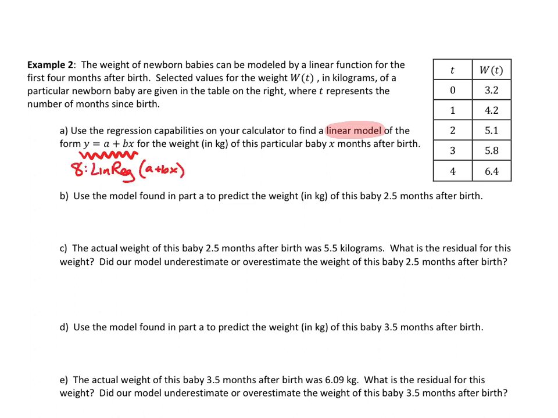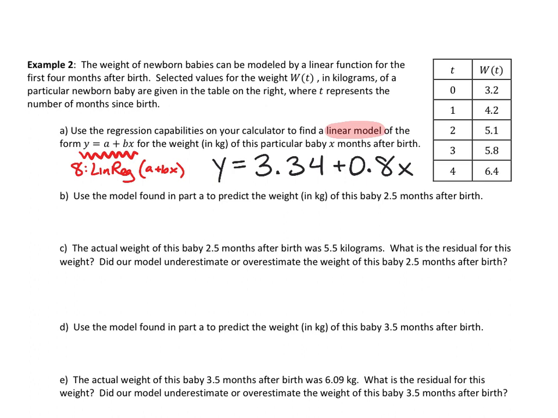So remember, we're choosing option 8 on the stat calculate screen because that's the linear regression in the form it asks me for. Option 4 is also a linear regression. That's the one you probably used in Algebra 1, but we're going to continue to use this one because that's exactly what it says in the problem. We should have gotten that the weight of the baby can be represented by y equal to 3.34 plus 0.8x. Is that what you guys got? Okay, fabulous. So we have our linear equation that predicts the weight of this baby.